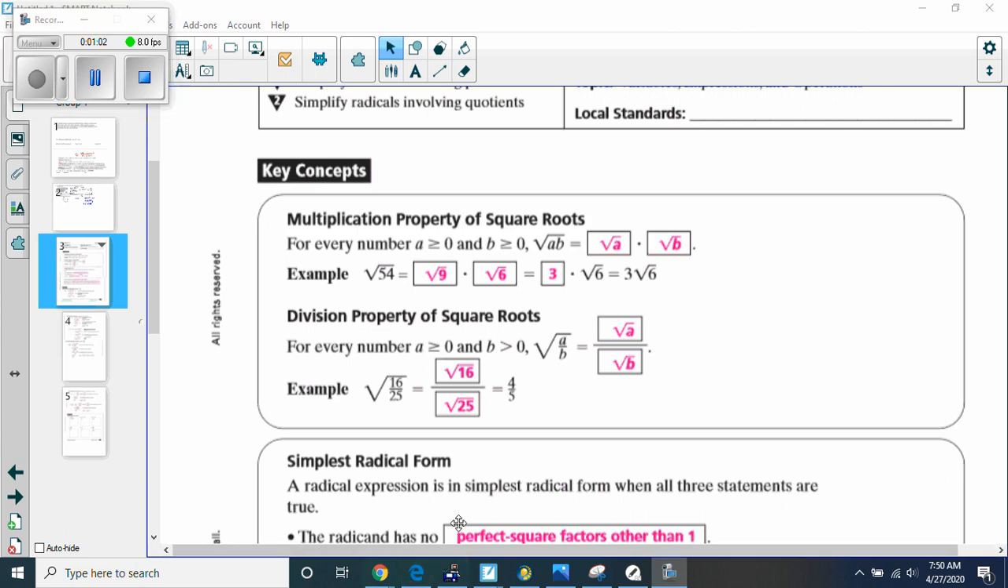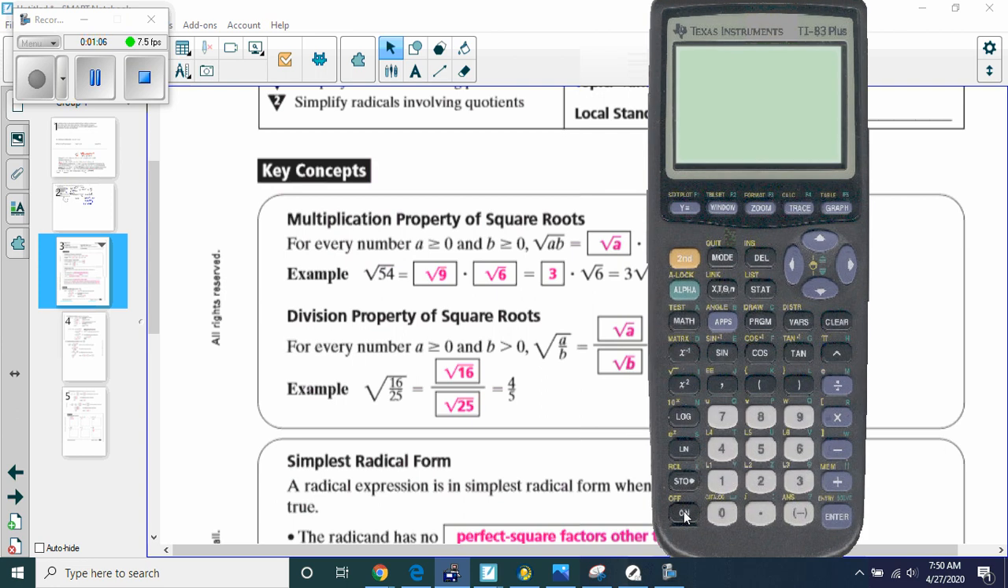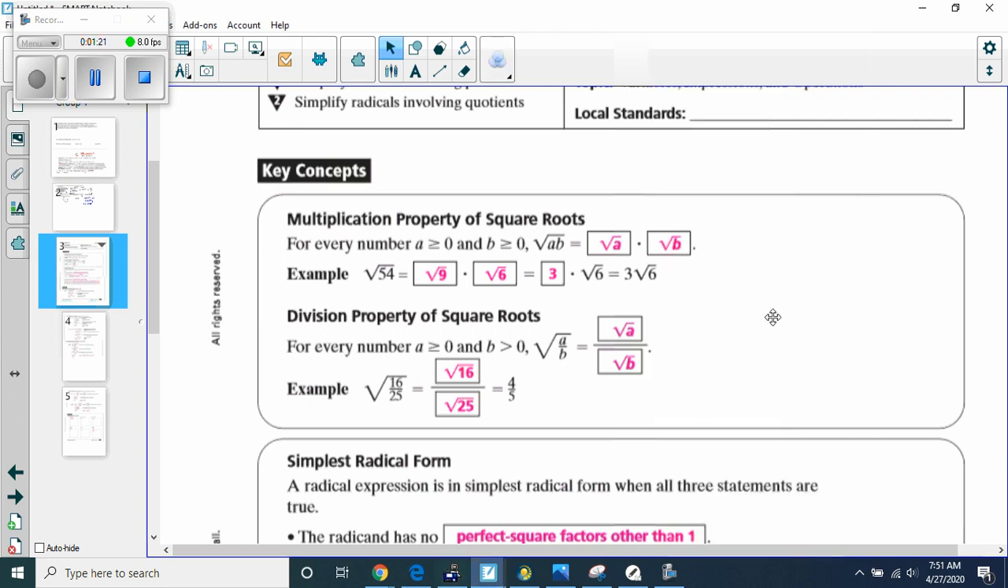So if I did this on my calculator, radical 54 is equal to this, and 3 times radical 6 is also equal to the same value.